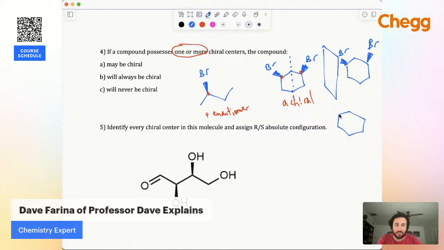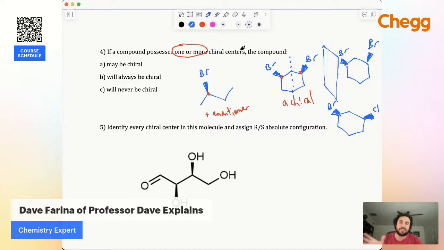If these were two different groups, if we have bromine and then chlorine, well, now all of a sudden, these are two different groups. That's not identical to its mirror image, right? Furthermore, if they were both bromines, but one of them was on a dash and the other was on a wedge, now also it's no longer equivalent to its mirror image. So there's a situation where you have two chiral centers and it's chiral.